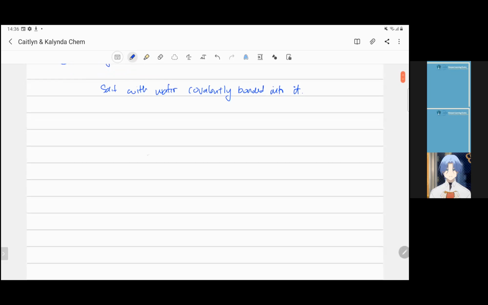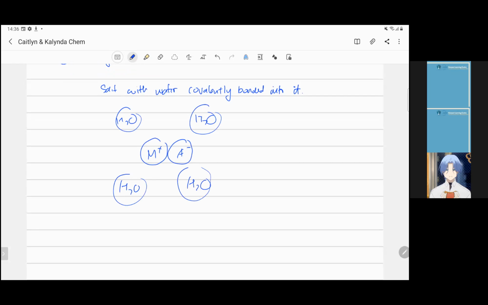So let's say we have M positive and A negative. In normal condition, there will be H2O, H2O, H2O, which is going to surround them. But the connection between them is just weak hydrogen bonding. You can easily take the water out and the salt is going to be dried as pure salt. So this is MA aqueous in water.